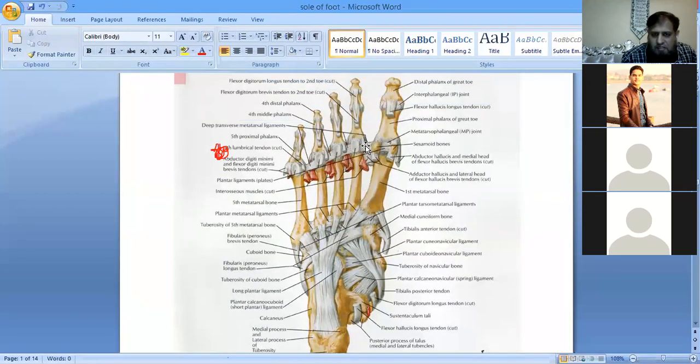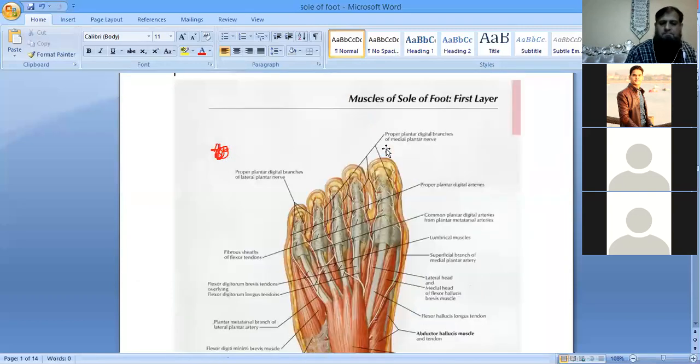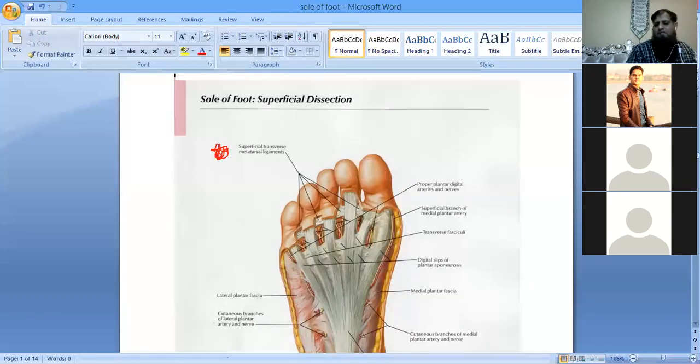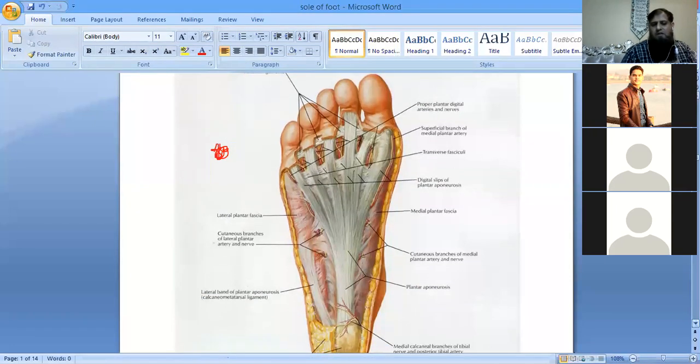Here you can see the deep transverse metatarsal ligament, this thick, transversely running band present at the level of the heads, which is going to connect the heads of these five metatarsals. ठीक है जी? This is called a deep transverse metatarsal ligament. Clear बच्चे? So the fate of the deep fascia in the sole of the foot, it is going to form three structures. कौन कौन से बनाता है जी? Number 1, the plantar aponeurosis. Number 2, fibrous flexor sheath. And number 3, the deep transverse metatarsal ligaments.